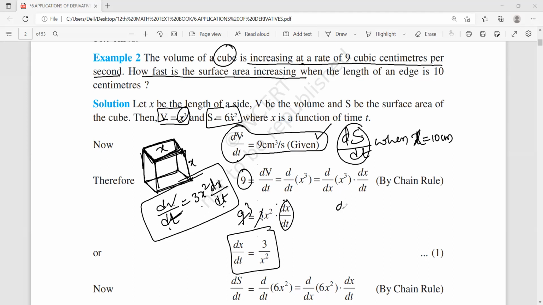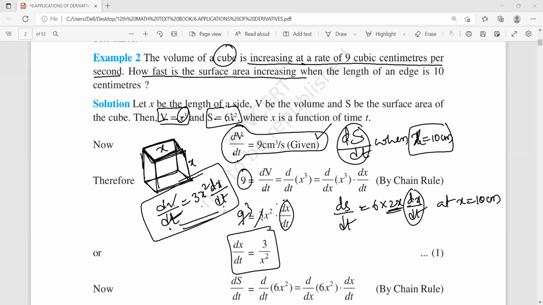Now find ds by dt. S is 6x square. Now ds by dt is what? 6 into 2x into dx by dt. At what point? x is 10 centimeters, so you substitute 10 centimeters here. And dx by dt you found. That is given for that purpose, only to find dx by dt. Here x is not substituted earlier because x depends on at what point. So at x equal to 10 centimeters, lastly you can substitute that one.